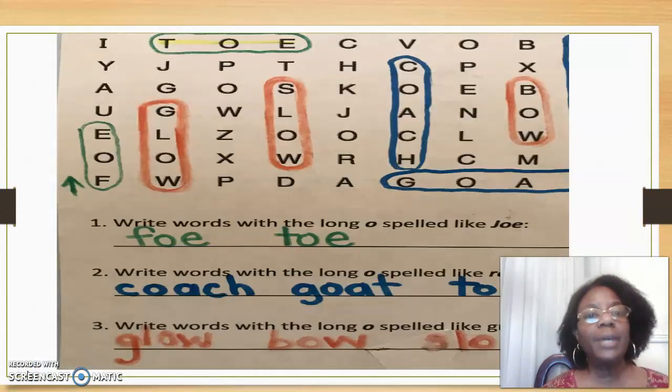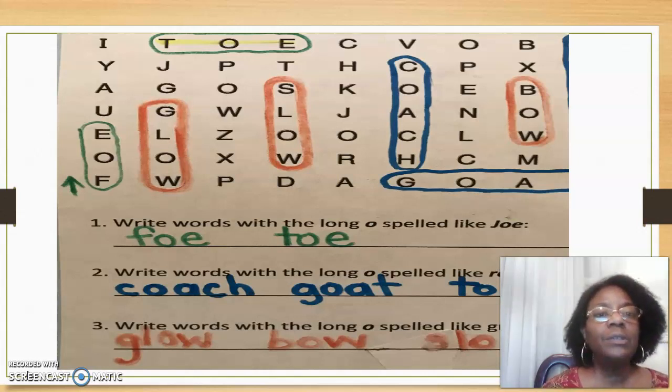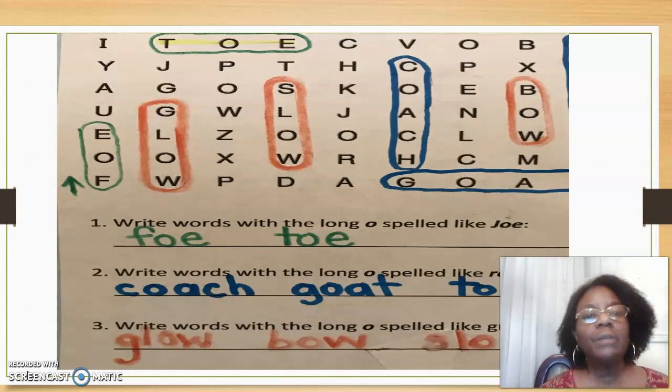Okay, and we're back. Now, your word search should have looked like this. So, number 1, write the words with the long O spelled like Joe. They were foe and toe. And notice the little arrow beside foe. Foe is spelled F-O-E, but it's going up instead of down.